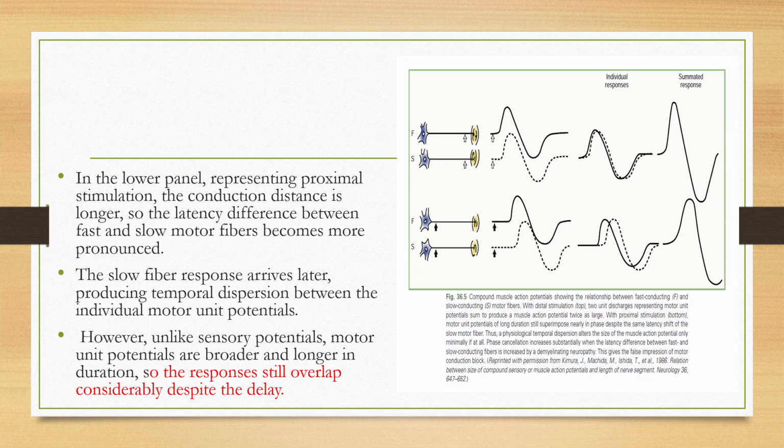In the lower panel of the image, representing proximal stimulation, the conduction distance is longer, so the latency difference between fast and slow motor fibers becomes much more pronounced. The slow fiber response arrives later, producing temporal dispersion between individual motor unit potentials. However, unlike sensory potentials, motor unit potentials are broader and longer in duration, so the response still overlaps considerably despite the delay.